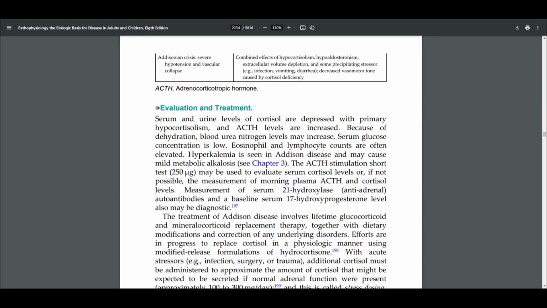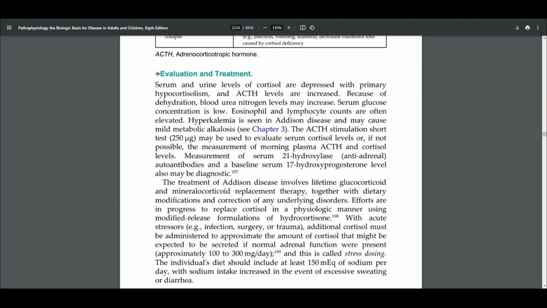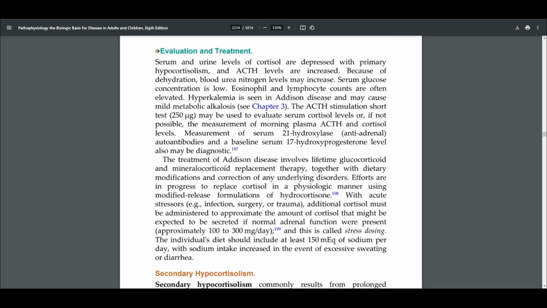For our evaluation and treatment, serum and urine levels of cortisol are depressed with primary hypocortisolism, and ACTH levels are increased. Because of dehydration, blood urea nitrogen levels may increase, serum glucose concentration is low, and eosinophil and lymphocyte counts are often elevated. Hyperkalemia is seen in Addison's disease and may cause mild metabolic alkalosis.